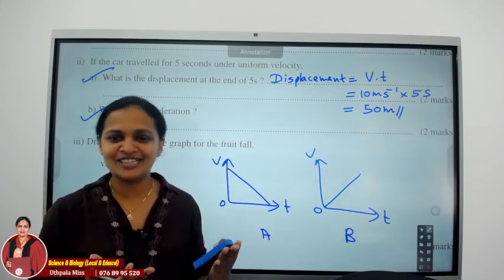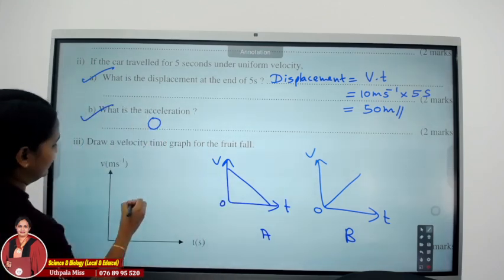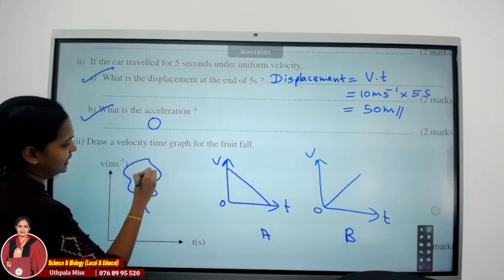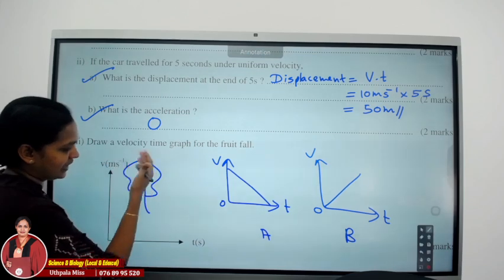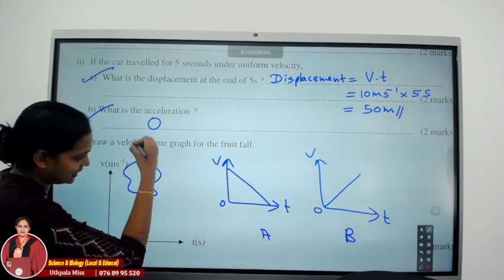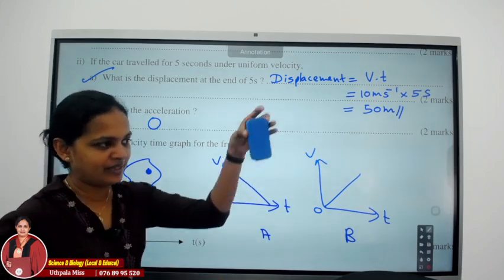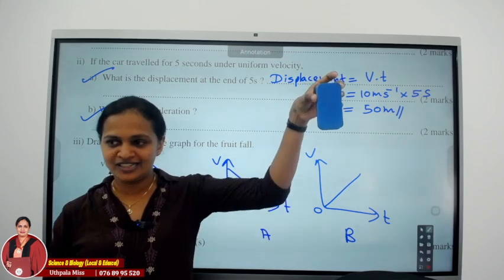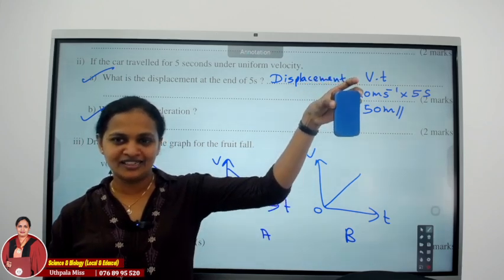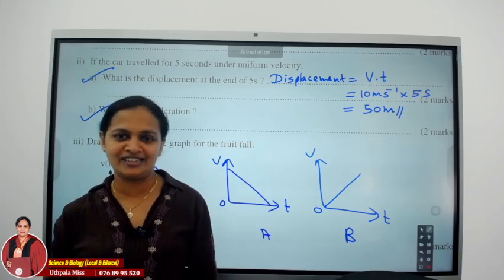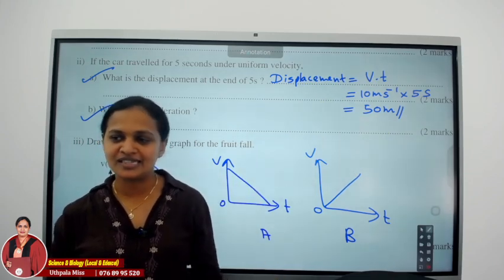So the fruit is falling from the tree. The fruit is still at the beginning. The fruit is attached to the tree. Then it gets detached, and only then is it falling. So it starts from rest.